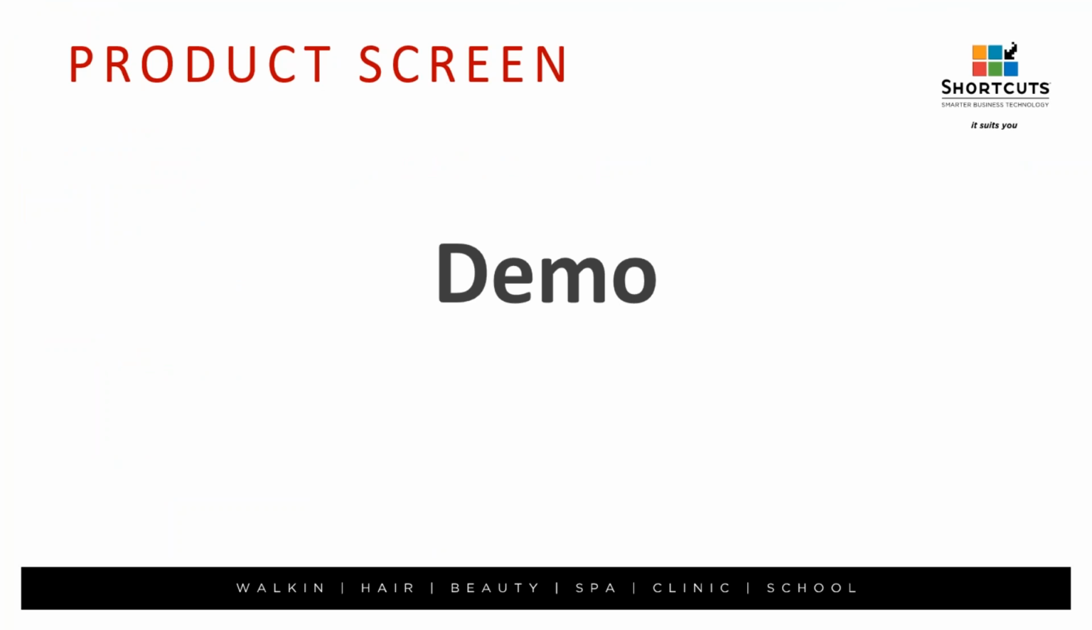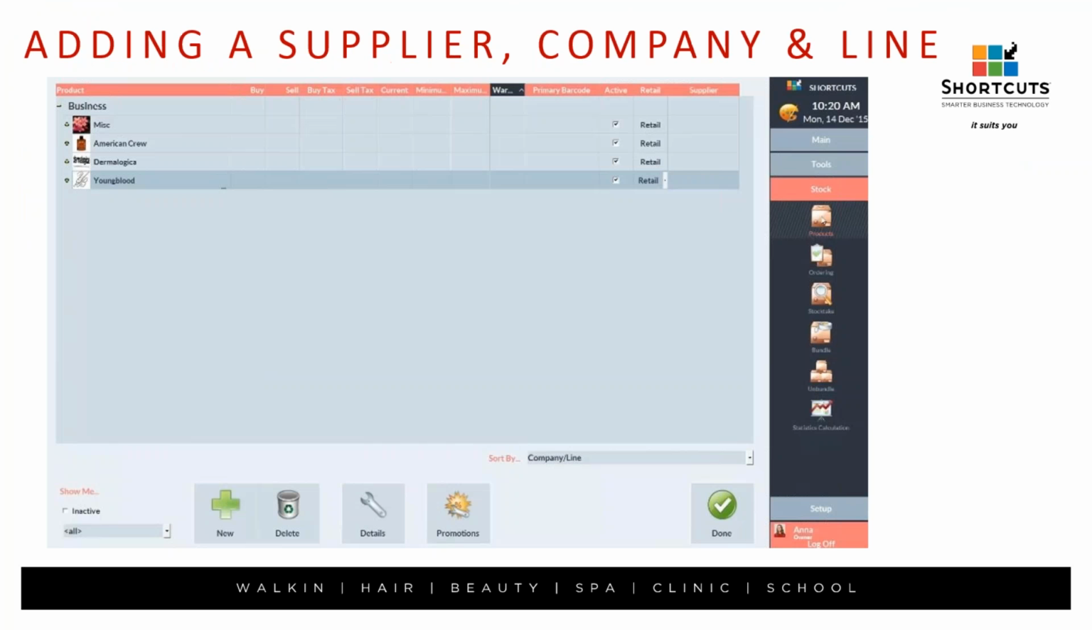All right, so that's just a little demo of our product screen. You guys, the rest of our webinar is really going to consist of some videos that'll walk us through the other items that we want to talk about today. Our next section here is adding a supplier, a company, and line. And you guys, in shortcuts, we would always recommend that you do it in that order, and we'll walk you through that here.